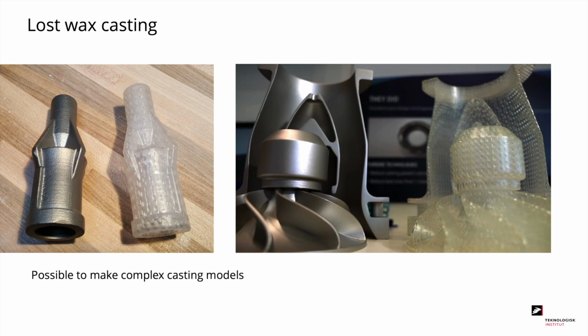Here you can make very complex casting models. The way you do this is by 3D printing a wax model. Then you make a mold around the printed model, and then you pour your casting material into the mold. Then the wax disappears and you can remove your complex part from the mold.